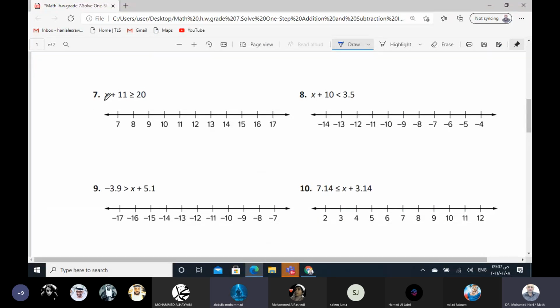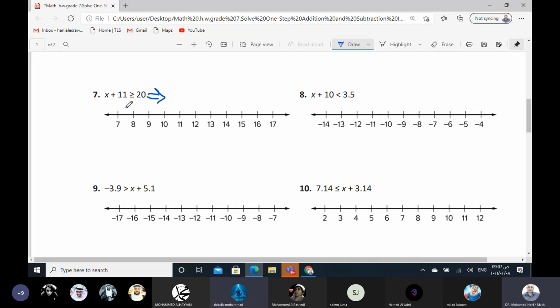Okay, who can help me here? Mister. Yes, Abdullah. So Mister, when we see the sign, we see that 11 is bigger or equal. So I say it's from 8 and above. Yes, tell me the first, how to solve this inequality?